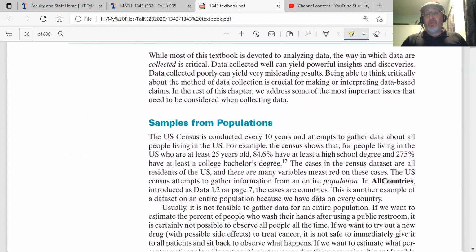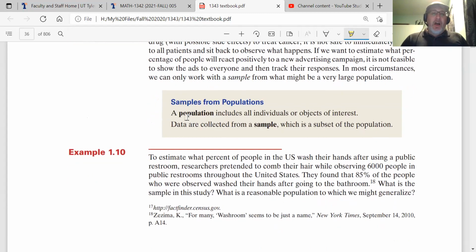We discussed, of course, samples and populations. A population is basically all individuals or objects of interest, whereas a sample is a subset of a population. So for example, if we wanted to study all students at UT Tyler, that would be considered a population. But if we wanted to make an estimation about something for that population, we might take a sample of 100 students that we find in the student union or something like that.